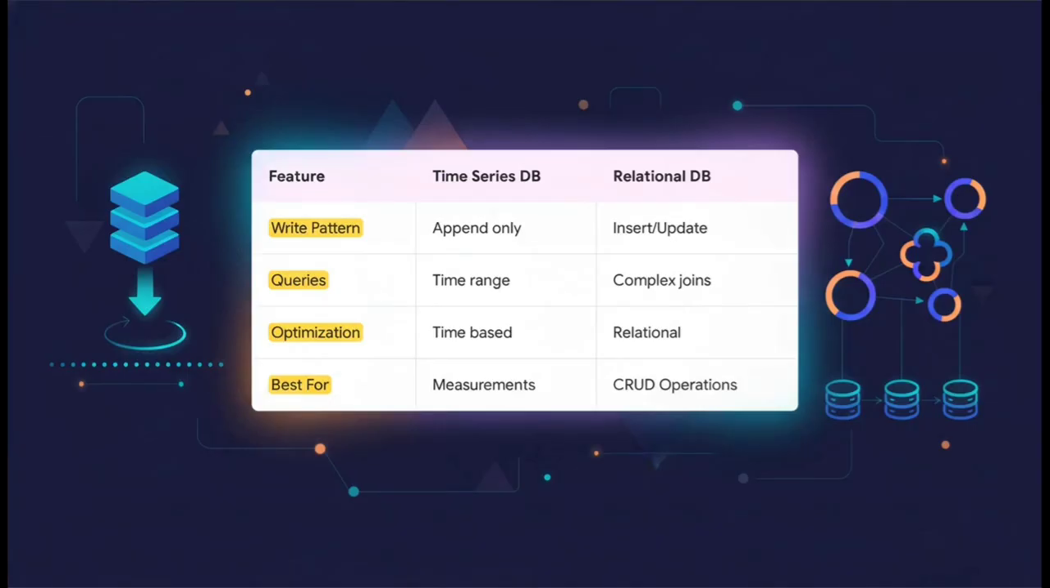This table really lays it all out. A TSDB is a specialist, right? It's built for that constant stream of new data and queries based on time. A traditional relational database is more of a generalist. It's designed to handle complex relationships between data and lots of updates to existing data. They're just optimized for completely different jobs.